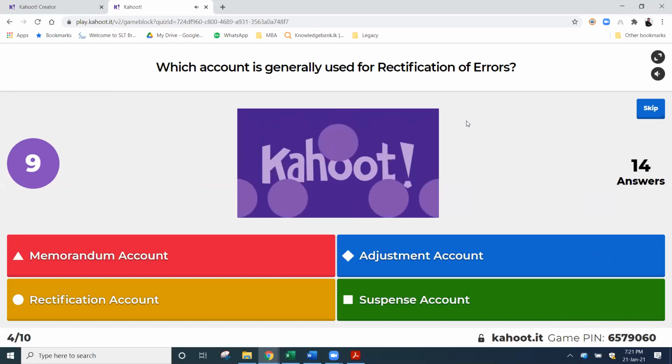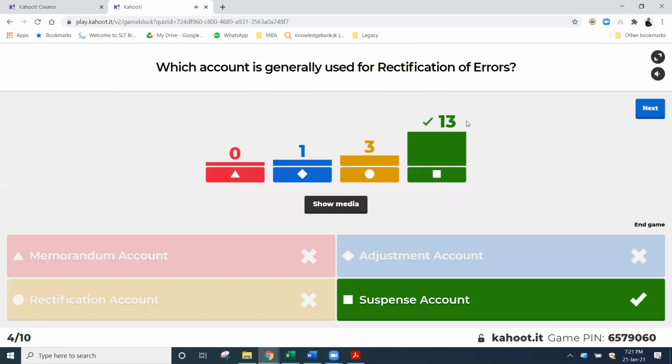Suspense account. It's not rectification account or adjustment account, it is suspense account. So the error will be corrected, the difference will be transferred to the suspense account. So we use this to rectify the errors. Until you identify the errors, the errors will be transferred to the suspense account.